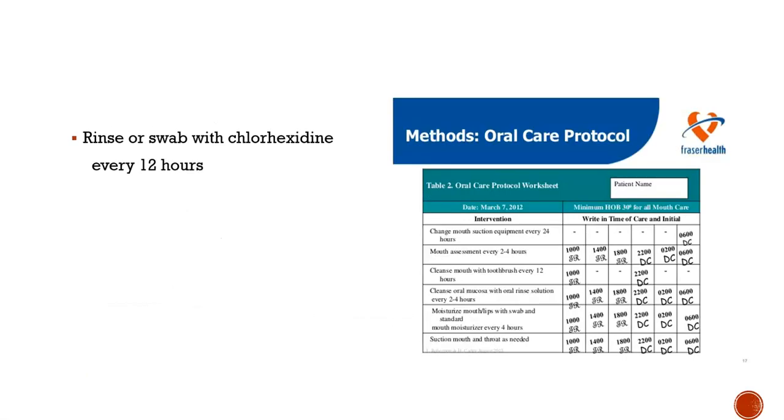Okay, so this is that oral care protocol, so VAP prevention like I was talking about earlier. We want to rinse or swab with chlorhexidine every 12 hours. A lot of times it comes in like a little cup, or some of the oral care kits automatically have chlorhexidine built into them. So it just depends on your facility and what they have, but it's not anything too crazy. It needs to be done at least once a shift to help reduce all that bad bacteria and stuff in the mouth.